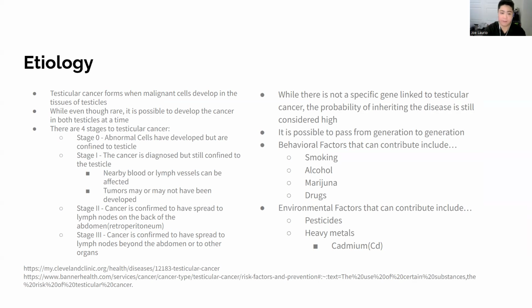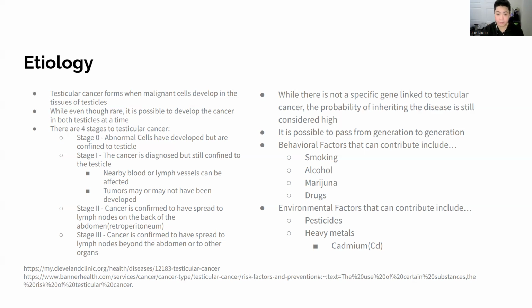So there's stage zero, where abnormal cells have developed, but they are just confined to a testicle. And then there's stage one, where the cancer is diagnosed, but still confined to the testicle. However, this is where nearby blood or lymph vessels can be affected, and tumors may or may not have developed. So this is one of the earlier signs of it, and it's not fatal yet, but it can start forming or affecting nearby areas of the testicle.